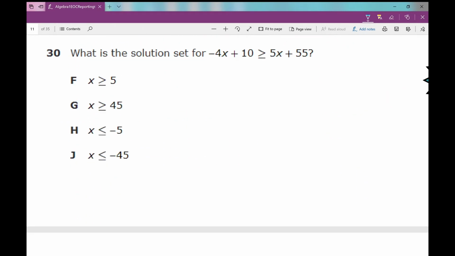Moving along. Okay, I apologize for that little pause, but here we go.